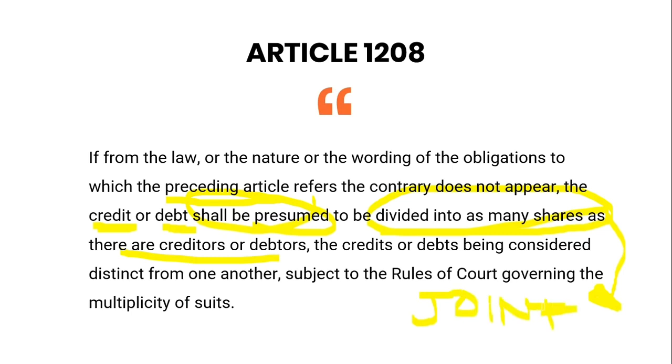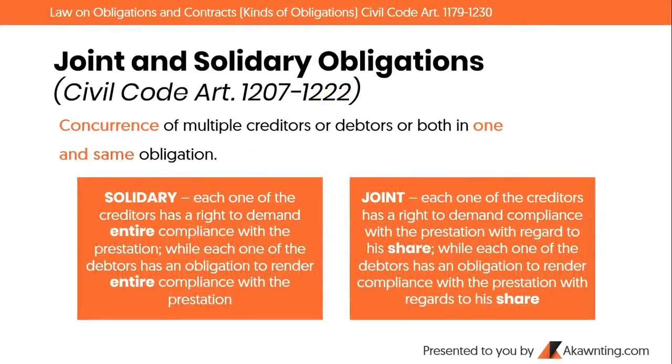Okay, kung hindi malinaw. So, ganun din sa mga pagsagot ng mga problems. Kapag walang binanggit sa problem, whether the creditors or the debtors are joint or solidary, joint siya. Okay? So, magiging solidary lang siya once na expressly binanggit sa problem na sila ay solidary debtor or solidary creditor. So, ano nga ba yung solidary joint?